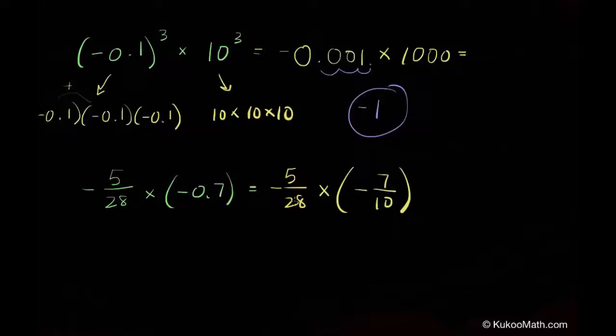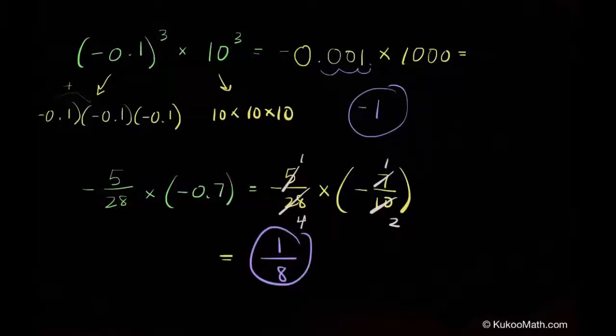Now we can simplify. 7 becomes 1 and 28 becomes 4. 5 becomes 1, 10 becomes 2. When we finally multiply across, we get the answer to be 1 over 8. And since we have 2 negative signs, they cancel each other out and the answer is positive. So our answer just becomes 1/8.